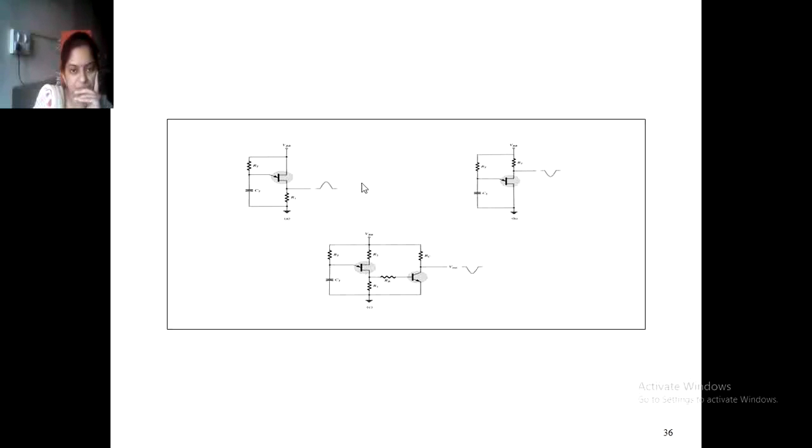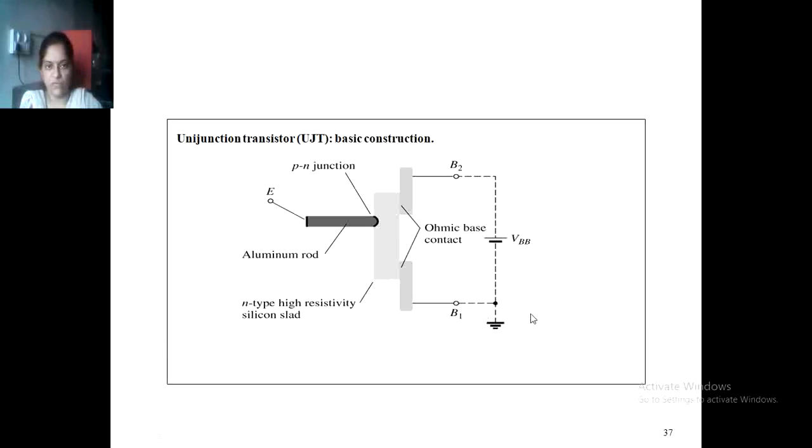So see here, B2 will act and provide the positive cycle. When the B1 side is activated, there is a negative cycle. So once again we have seen that if there are two stages, then at the second stage it will provide the negative waveform.